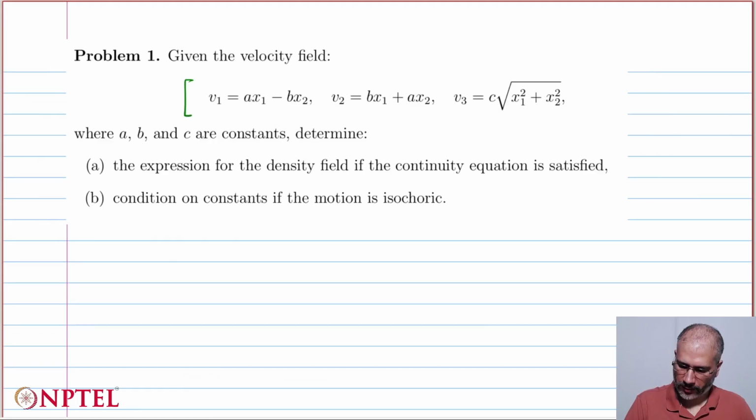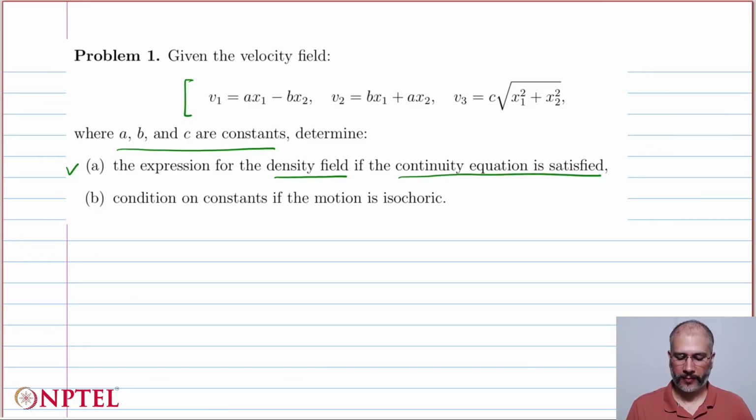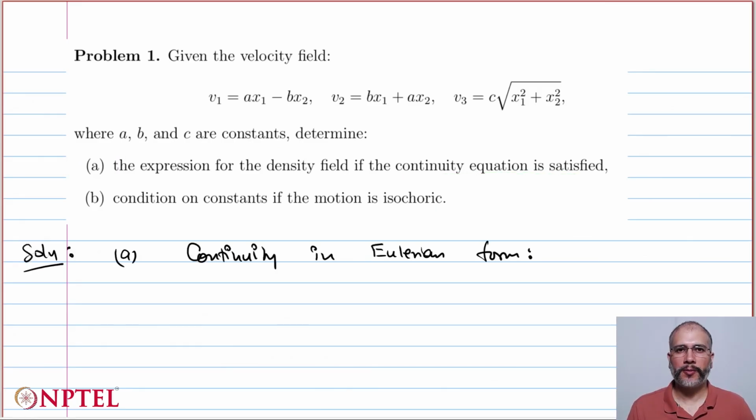So velocity field is given to us with A, B, and C being constants. So in part A, we have to determine the expression for the density field if the continuity is satisfied. And for part B, we need to find a condition on constants if the motion is given to be isochoric. So let's get started with part A. Since the velocity field is expressed in the Eulerian form, we'll write the continuity equation in the Eulerian form because part A requires us to use the condition of continuity being satisfied.